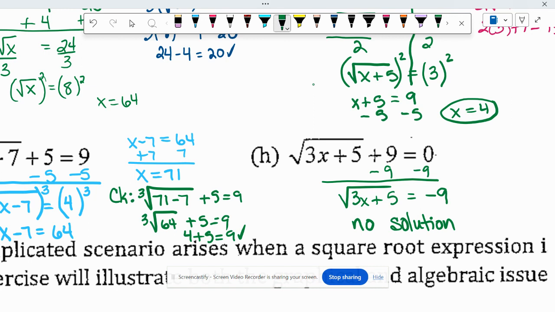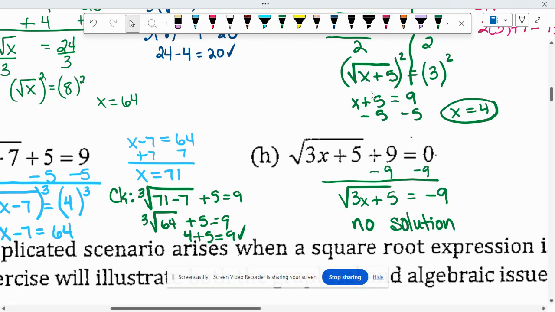When you isolate the radical, when you isolate the square root, if you end up with the square root equals a negative, you know that there's no solution. Are we good with that?